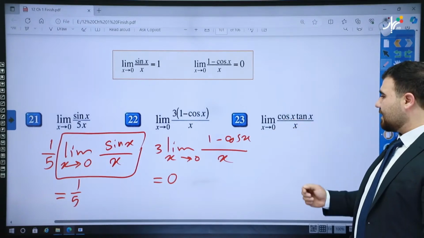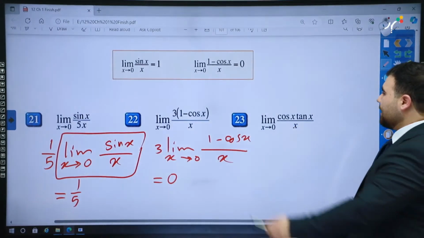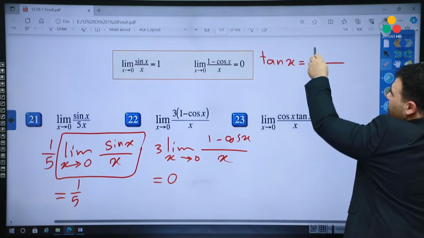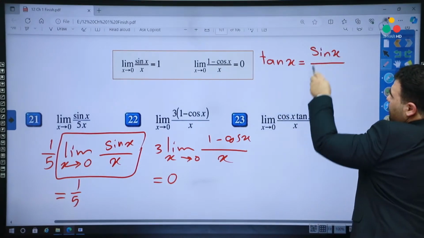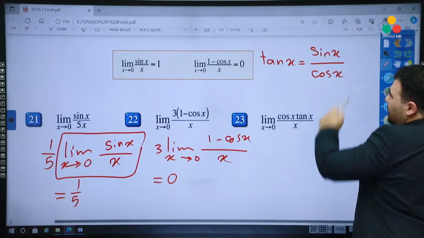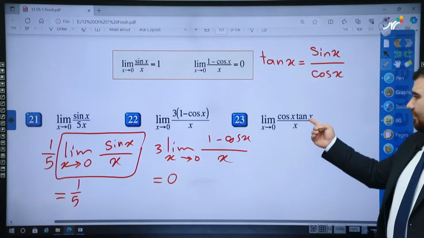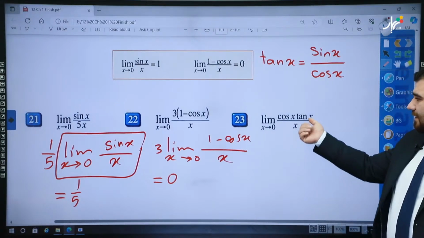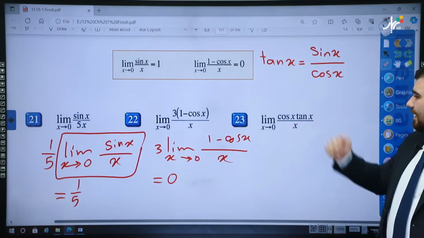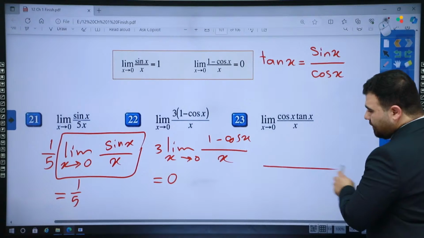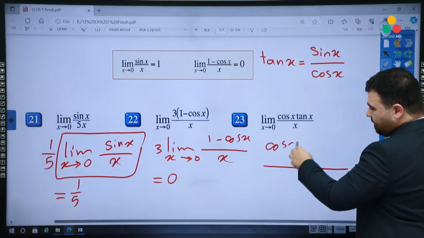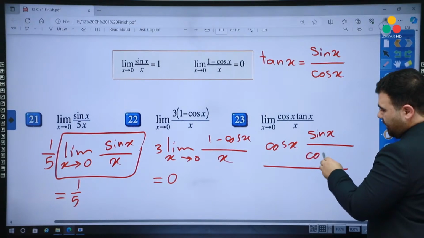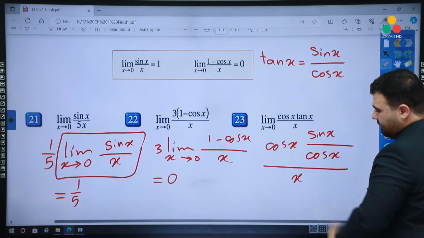Limit cosine x tan x over x. Okay, I know tan x is sine x over cosine x. Every time I see tan, I can replace it with sine x over cosine x. Now let's replace this tan with sine over cosine and see what's going to happen. It looks like this. Cosine x multiplied by sine x over cosine x, all over x.